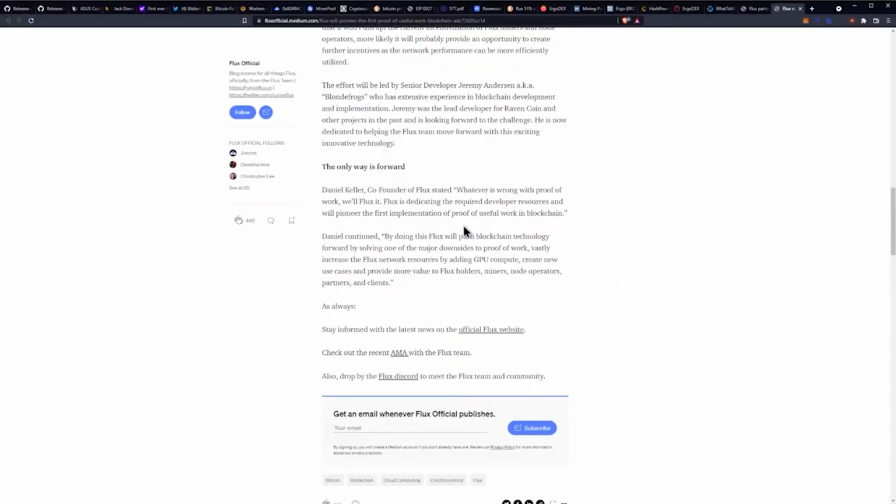Daniel Keller, co-founder of Flux, stated, quote, "Whatever is wrong with proof of work, we'll Flux it. Flux is dedicating the required developer resources and will pioneer the first implementation of proof of useful work in blockchain." Daniel continued, quote, "By doing this, Flux will push blockchain technology forward by solving one of the major downsides to proof of work, vastly increase the Flux network resources by adding GPU compute, create new use cases, and provide more value to Flux holders, miners, node operators, partners, and clients." As always, stay informed on the website. There's the hope for GPU miners.